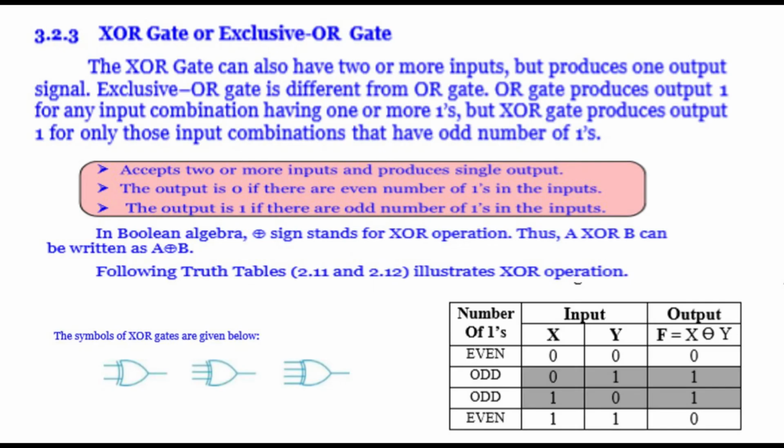And then exclusive OR. The exclusive OR gate produces output 1 for only those combinations that have an odd number of ones. The symbol of the XOR gate is, you can see, OR and then there is a curve on the back side, that we will take as exclusive OR. And for the exclusive OR, you can see when there are even inputs we will get 0. When there are odd inputs we will get 1.